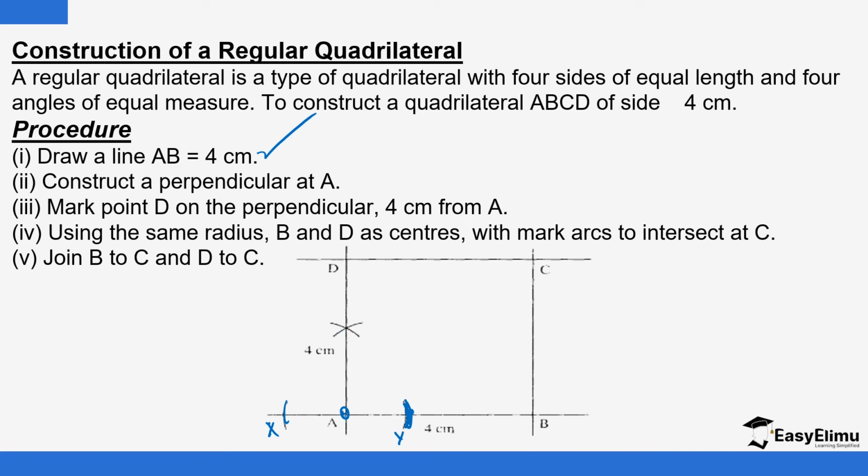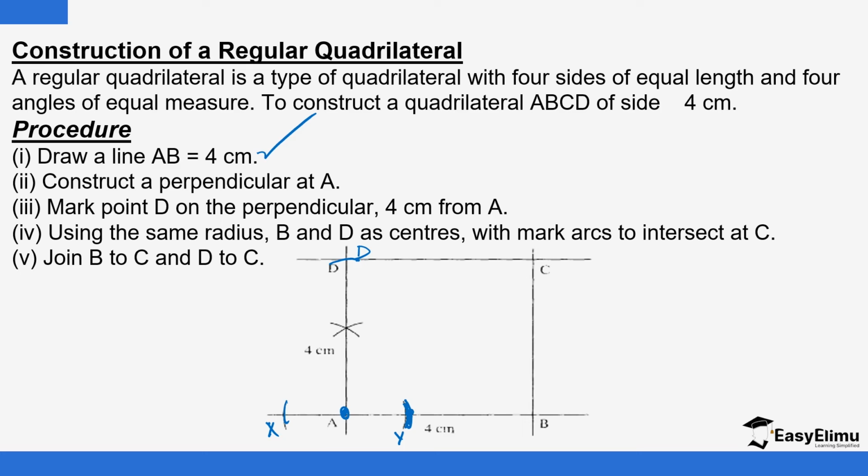So now using again A as the center and a radius of 4 centimeters, make an arc. Where that arc crosses this perpendicular line, you call it D, because it will be the last point. Remember, you'll have to move from A, B, C, then D. So C could be somewhere on the other side. Of course, you have to do the rough sketch first.